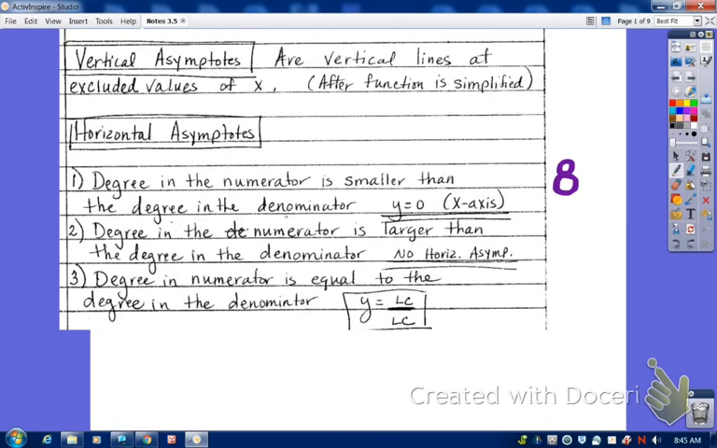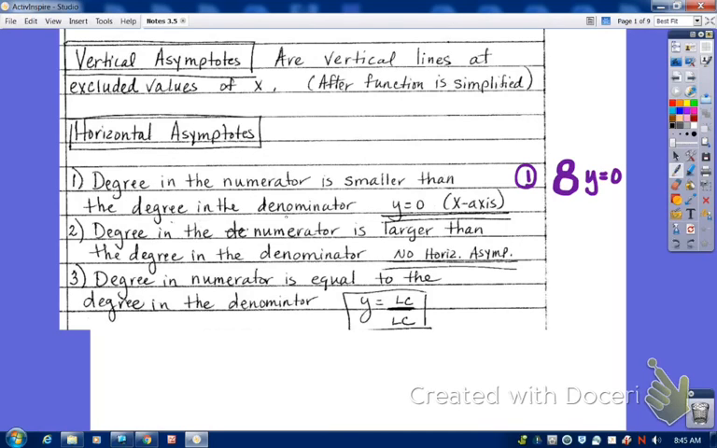It says if the degree in the numerator, the top part of the snowman, is smaller than the bottom, then there will always be a horizontal asymptote at y equals 0, which is the x-axis. So if you can make a snowman, there's going to be a horizontal asymptote. If the top is smaller than the bottom, there will always be a horizontal asymptote at y equals 0. That's rule number 1 in snowman language.